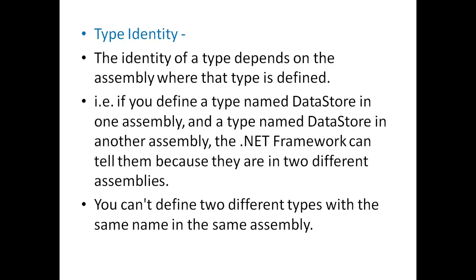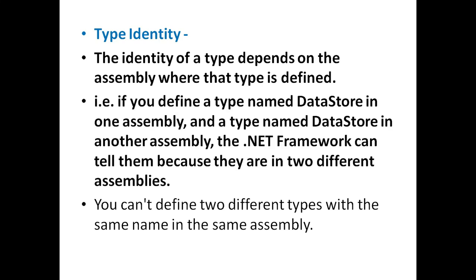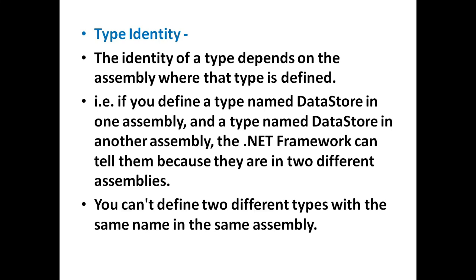Then type identity. The identity of a type depends on the assembly where that type is defined. That is, if you define a type named datastore in one assembly and a type named datastore in another assembly, the .NET Framework can tell them apart because they are in two different assemblies. You can't define two different types with the same name in the same assembly.